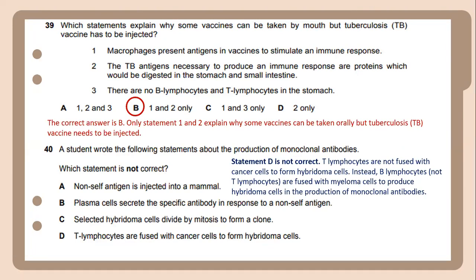Number 40, a student wrote the following statements about the production of monoclonal antibodies. Which statement is not correct? The statement which is not correct is D. T lymphocytes are not fused with cancer cells to form hybridoma cells. Instead, B lymphocytes, not T lymphocytes, are fused with myeloma cells to produce hybridoma cells in the production of monoclonal antibodies.